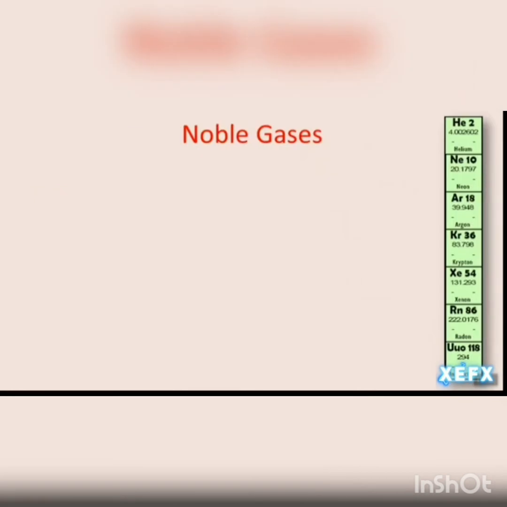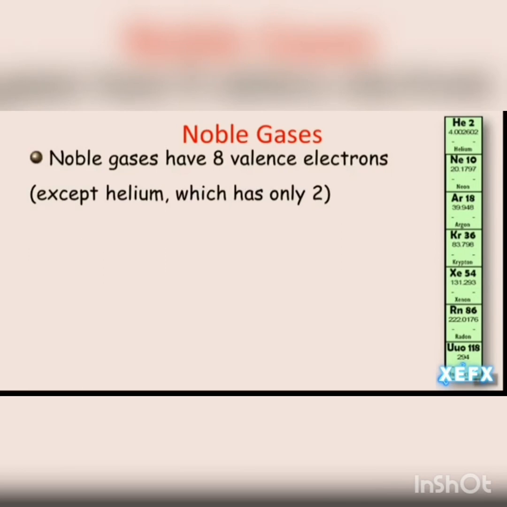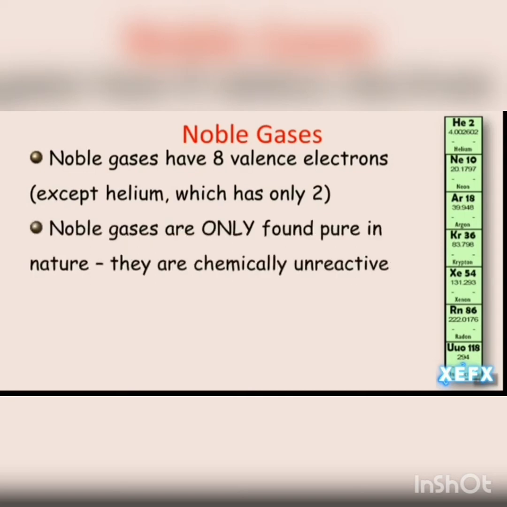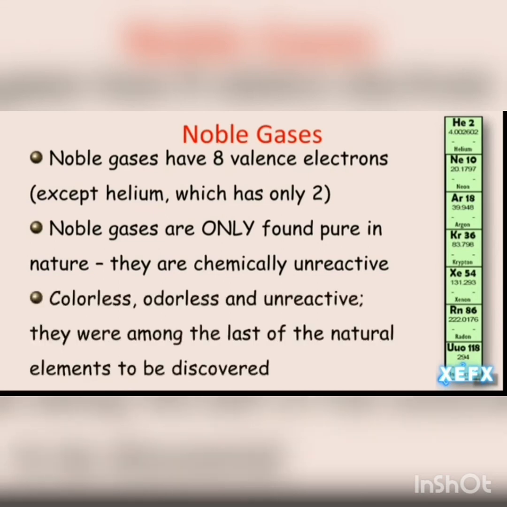And now noble gases: helium, neon, argon, krypton, xenon, radon. So these are the noble gases. Noble gases have 8 valence electrons except helium, which has only 2. Noble gases are only found pure in nature. They are chemically unreactive, so very, very important. They are colorless, odorless, and unreactive. They were among the last of the natural elements to be discovered. So it is important.